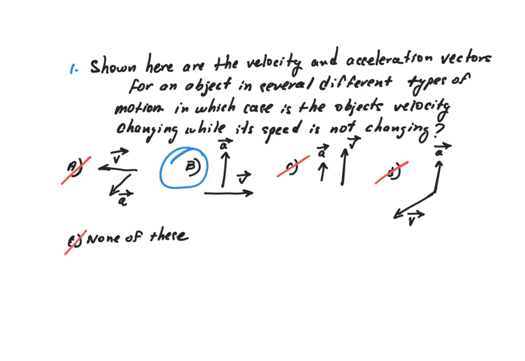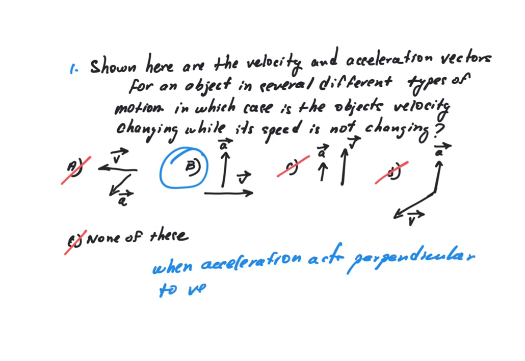So to write that down, it will be: when acceleration acts perpendicular to velocity, it only changes the direction of velocity.